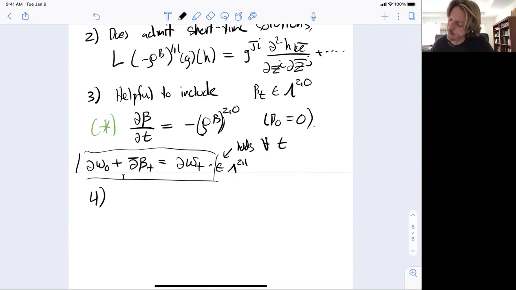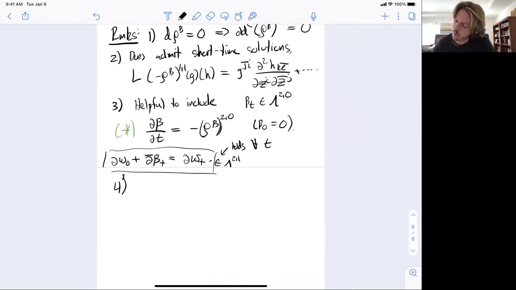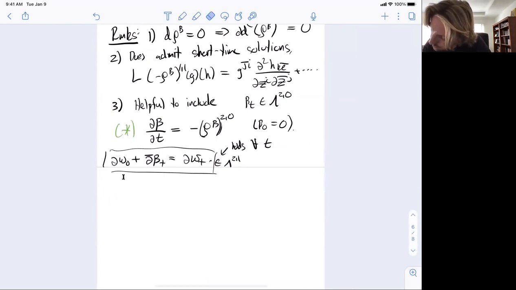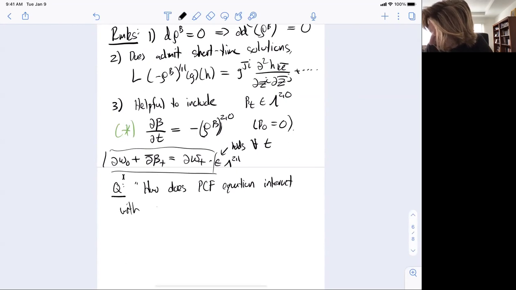Okay, so I just want to ask in a very broad way: how does this pluriclosed flow equation interact with generalized geometry?